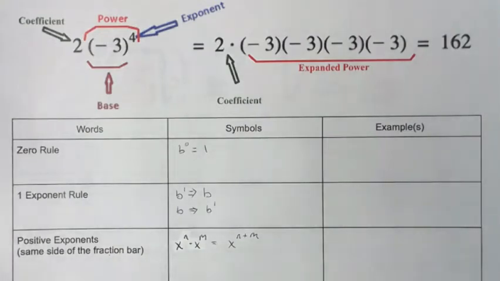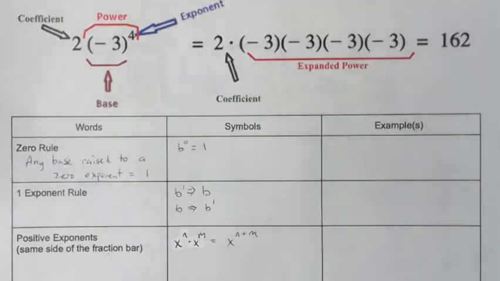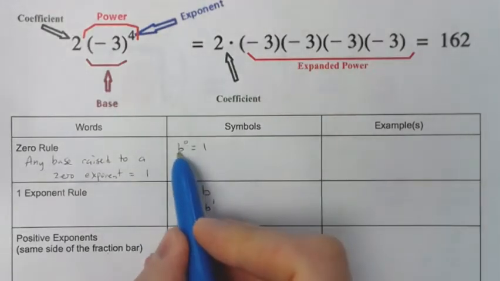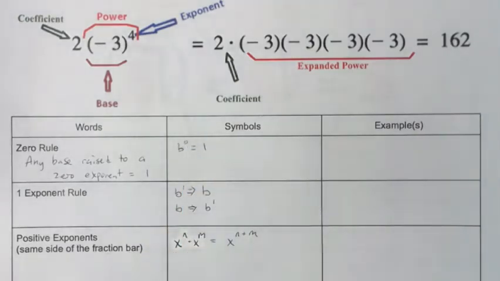This is a good overview of the power rules. The first rule is the zero rule. Any base raised to a zero exponent is just 1. In symbols, we write a^b, which is any base, raised to 0 is 1. This is true for numbers and symbols.